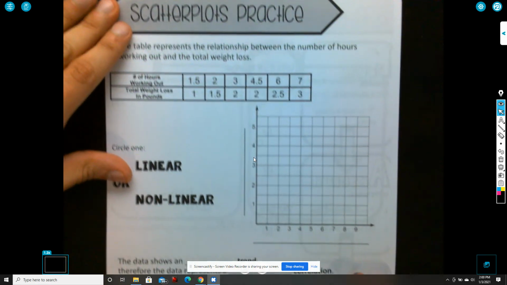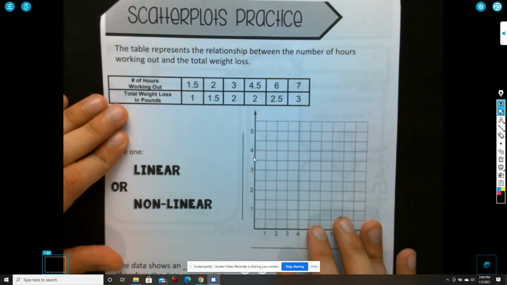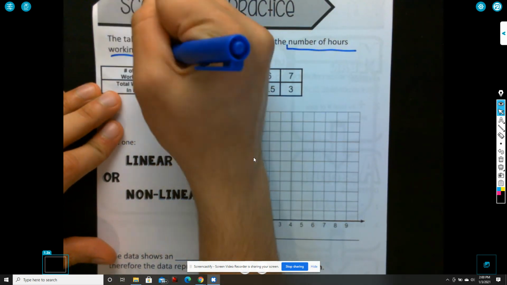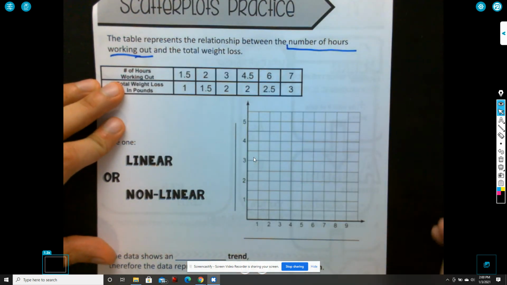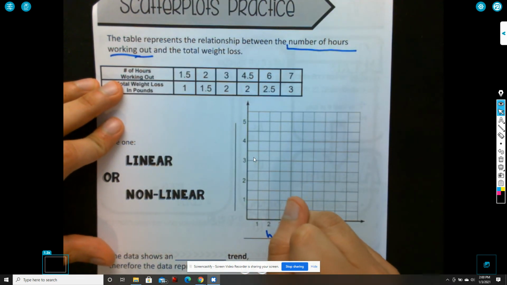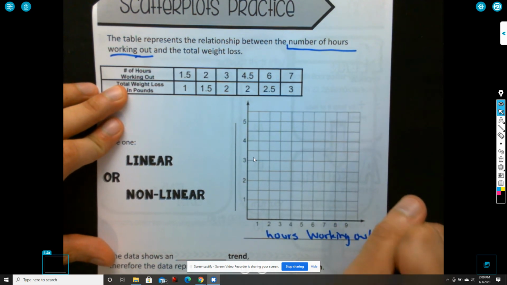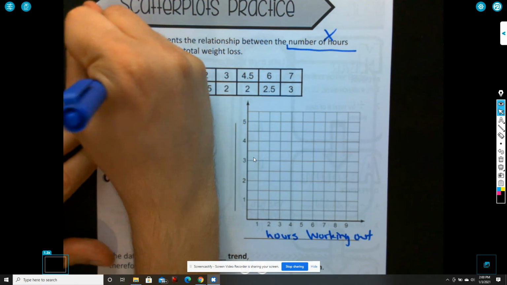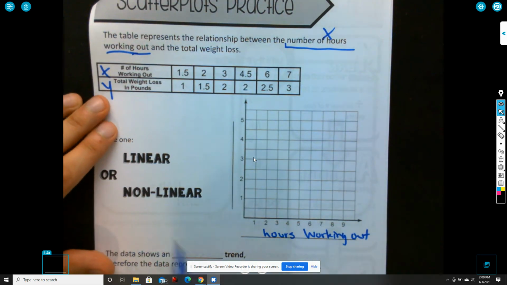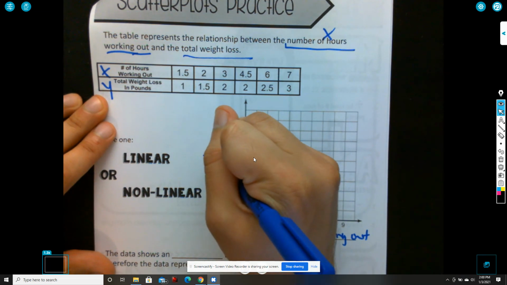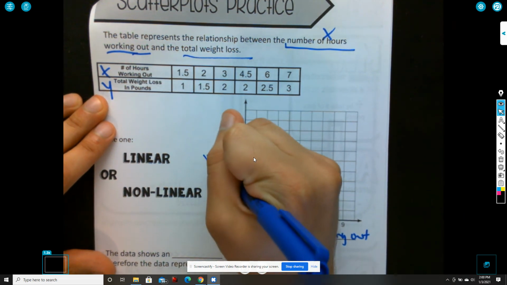All right, so on the practice, the table represents the relationship between the number of hours working out and total weight loss. So this is hours working out, so that's our x. And what is y? Total weight loss in pounds. It's going to be our y.